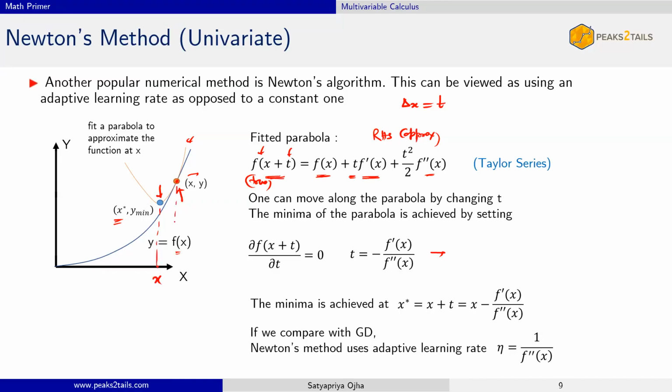This is the original x. I came here. Again, fit a parabola. Do the same thing. So every time we are going to the minima of the fitted parabola, and that's how we iterate until we reach the minima of the true function. Because here, where the true minima is, if you fit a parabola also, both of the minima will coincide. Minima of the parabola will be same as minima of the original function. That's the idea.